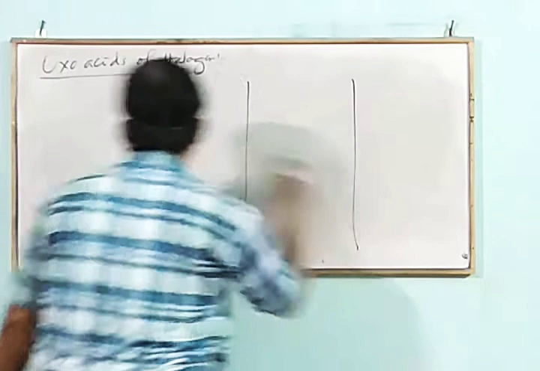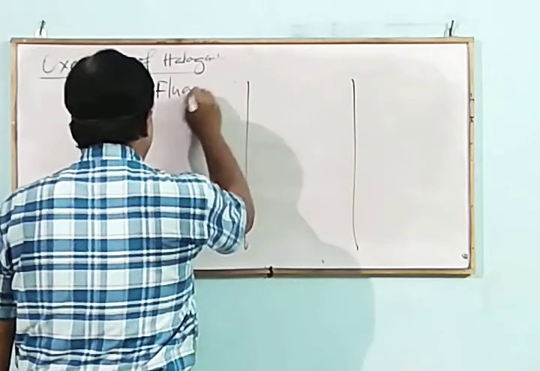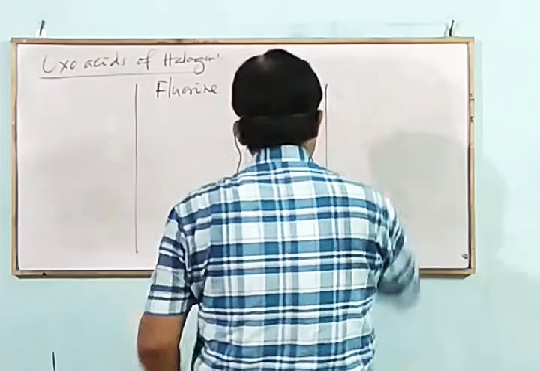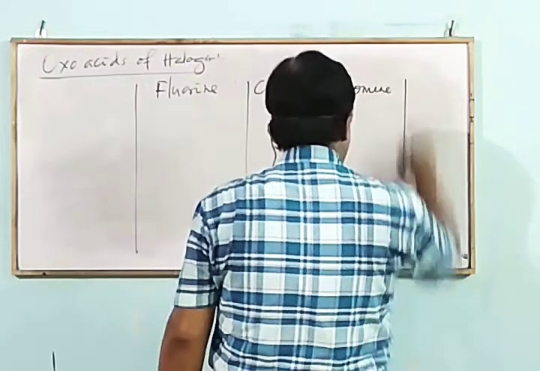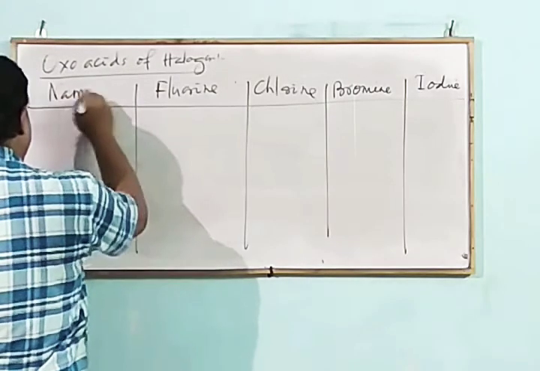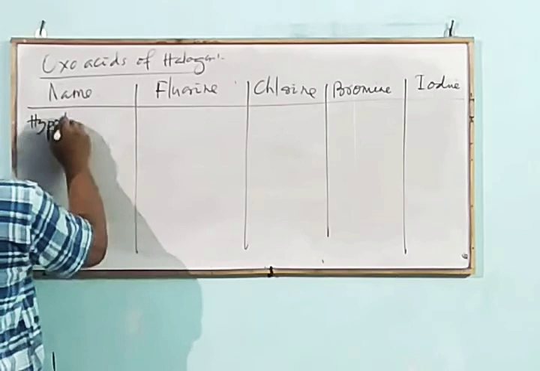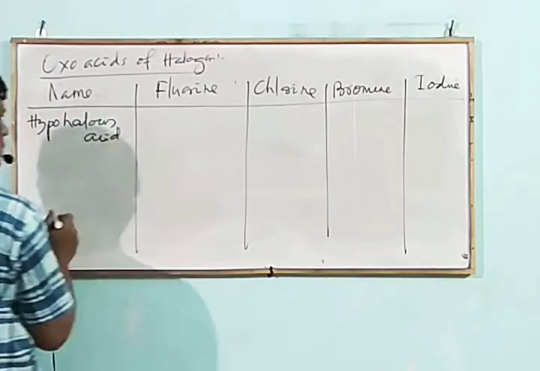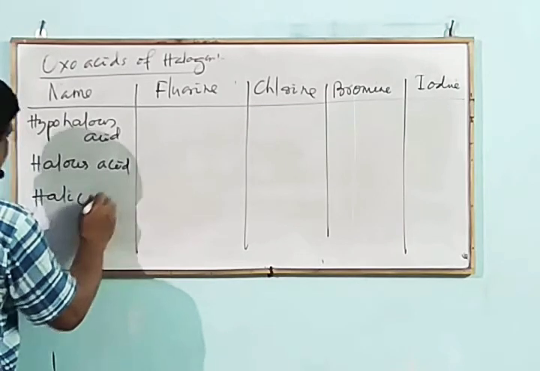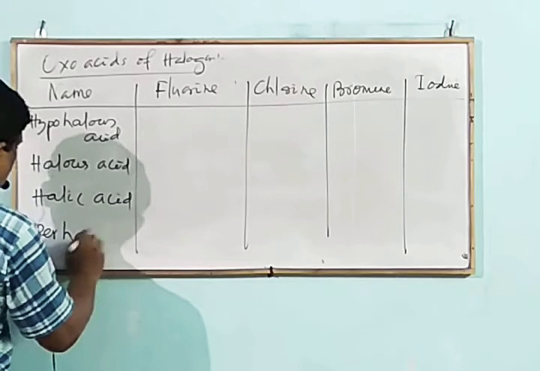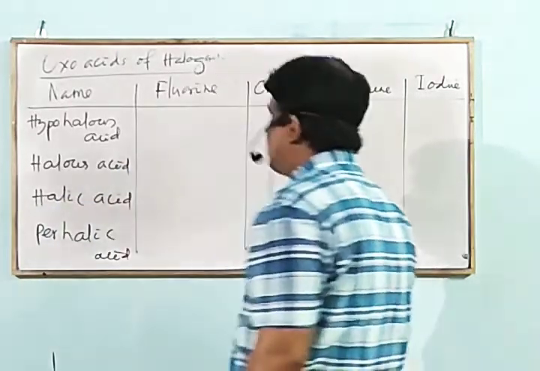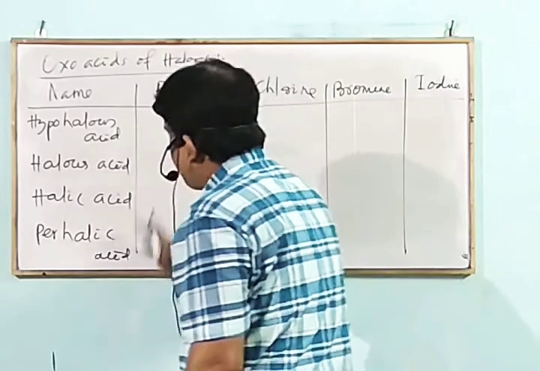That is fluorine, chlorine, bromine, iodine. Then the names: hypohalous acid, next is halous acid, next is halic acid, next is perhalic acid. Four types of oxoacids are there, depending upon the oxidation state: +1, +3, +5, +7.